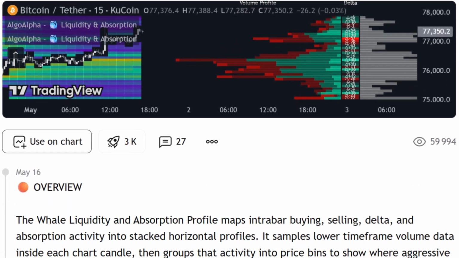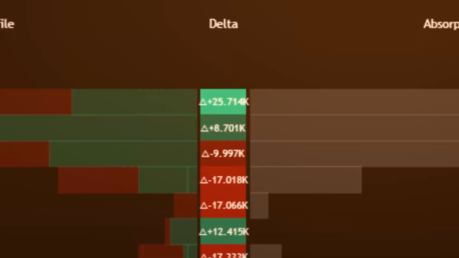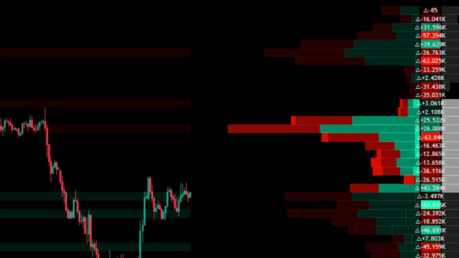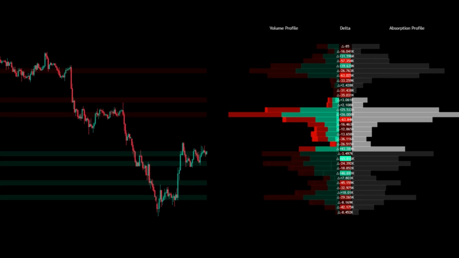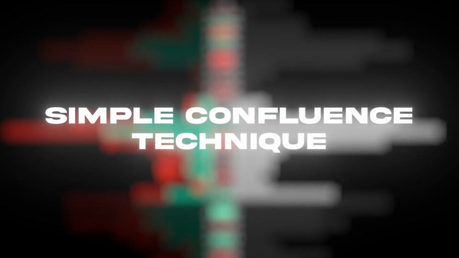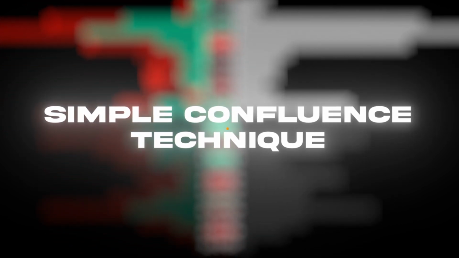In this video, I'll show you how Whale Liquidity and Absorption Profile works, how to read the delta heat map, how absorption zones are formed, and how to use them to identify cleaner trade opportunities. At the end, I'll also show you a simple confluence technique that dramatically improves the reliability of absorption setups.